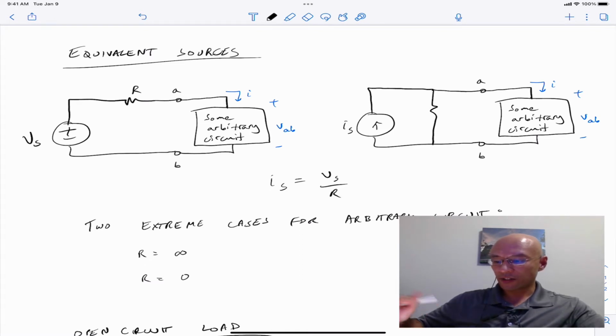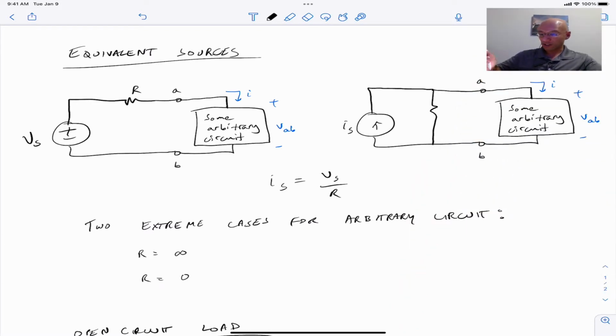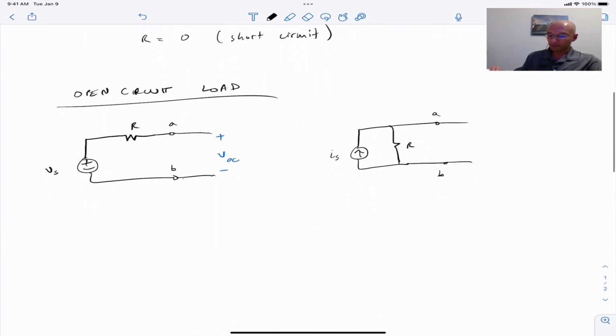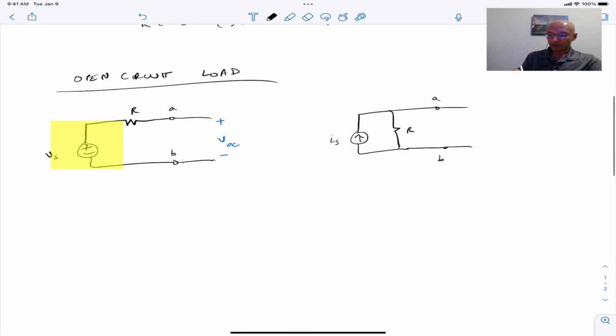So to show how this works, we're going to use two extreme cases for our arbitrary circuit. The first will be R equals infinity, which is an open circuit, and then an R equals 0 case, which is a short circuit. So let's start with an open circuit load. We have the voltage source on the left, and we have the open circuit attached to it.